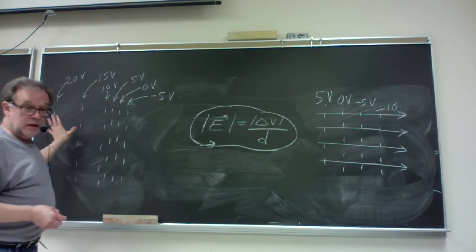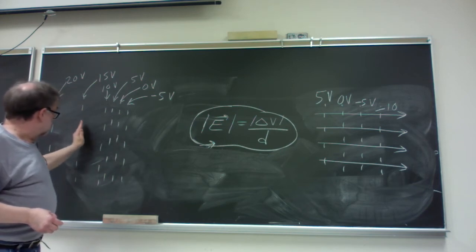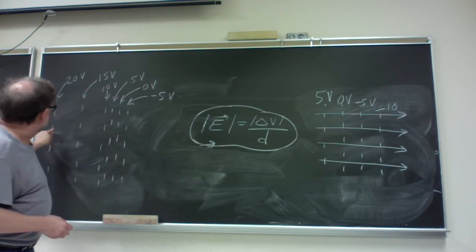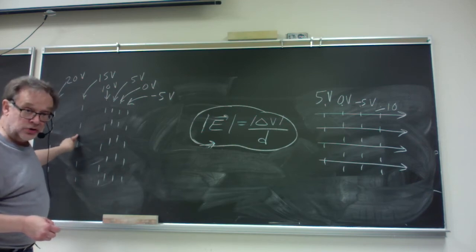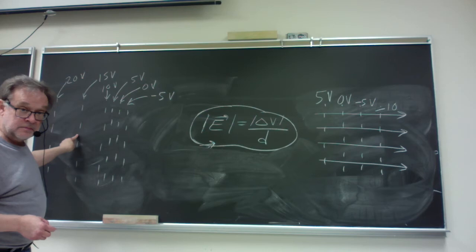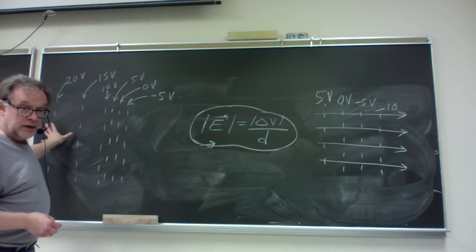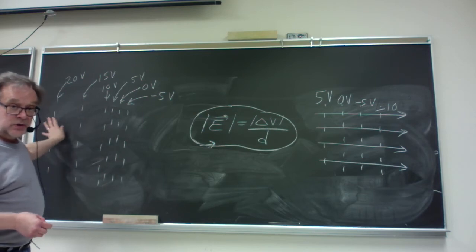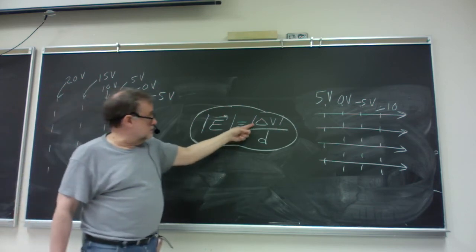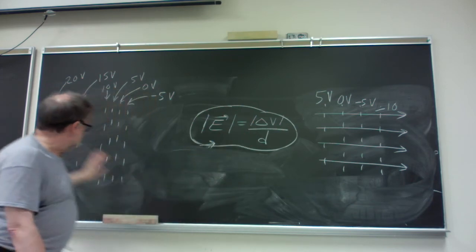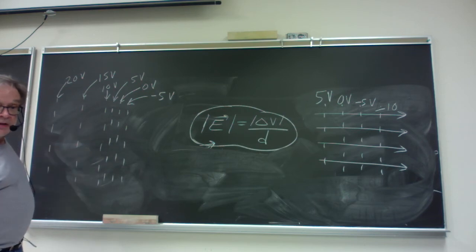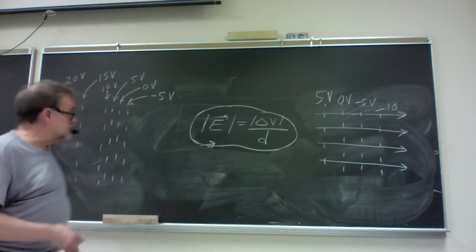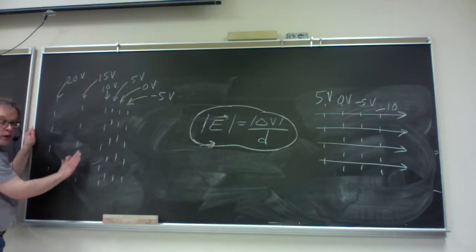And you can see that here to here and here to here, you get exactly the same spacing, the same distance for each 5-volt potential change. So delta V of 5 here and delta V of 5 here, and the same distance here and here. So this quotient is the same here and here. So the magnitude of electric field is the same everywhere around here.